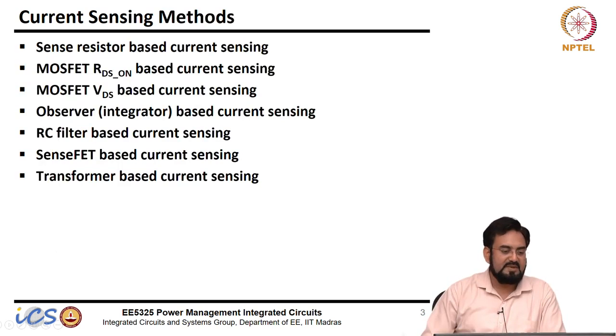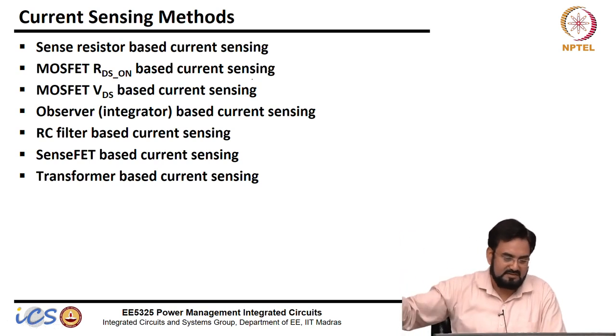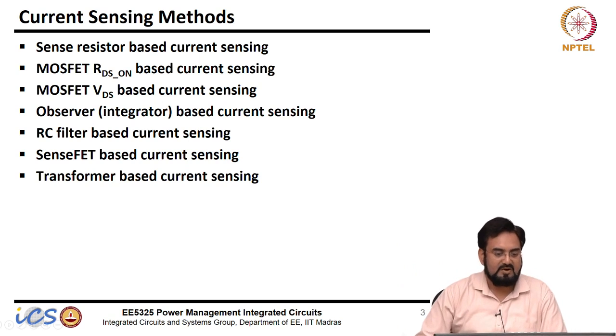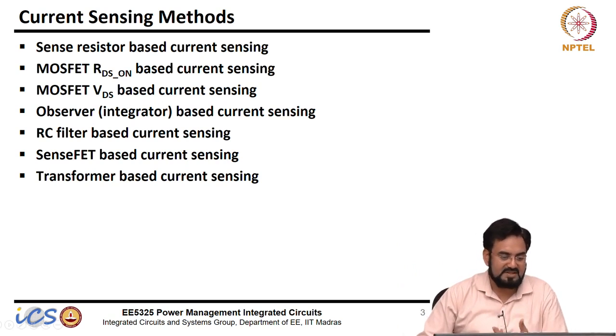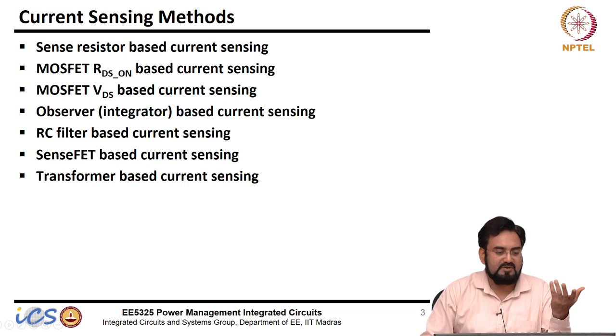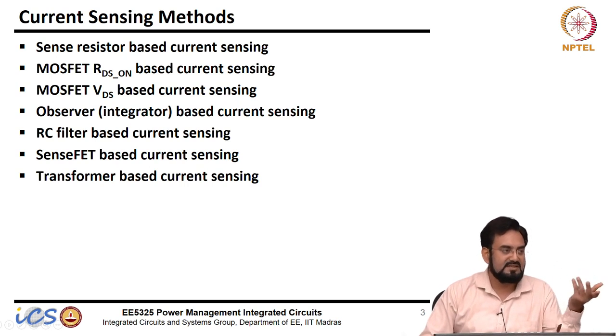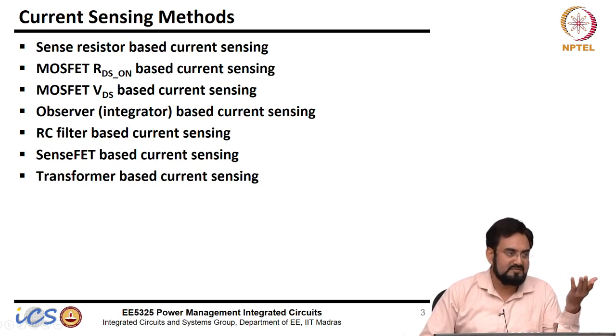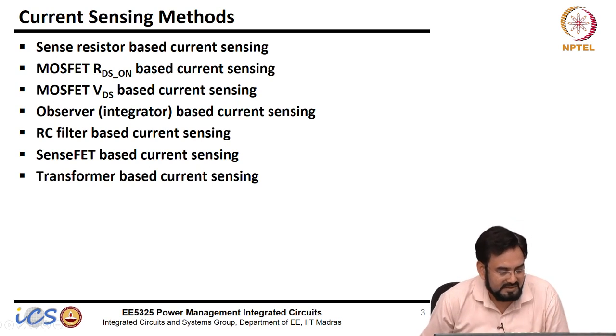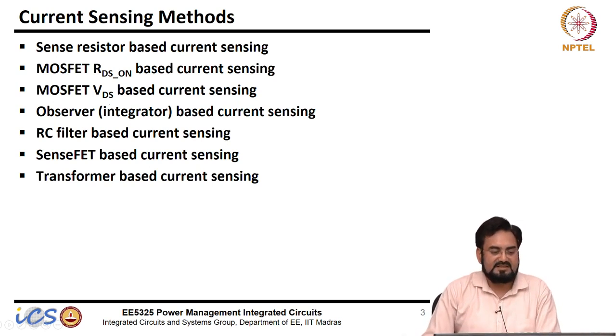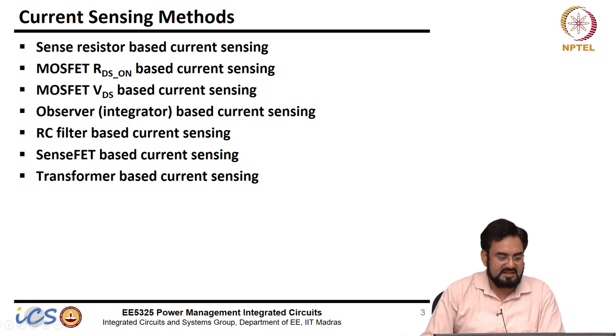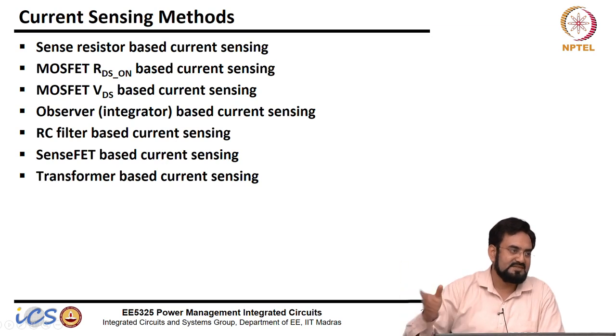Okay, so these are the different methods for current sensing. Sense resistor based current sensing, which is nothing but connecting a resistor in series and getting the voltage across it. MOSFET RDS on based, which is another type of resistor based sensing, but you are utilizing the RDS on in place of your sense resistor. MOSFET VDS based current sensing, observer, integrator based current sensing, and RC filter. These two we talked about in current mode hysteretic, if you remember. The RC is the same thing actually.